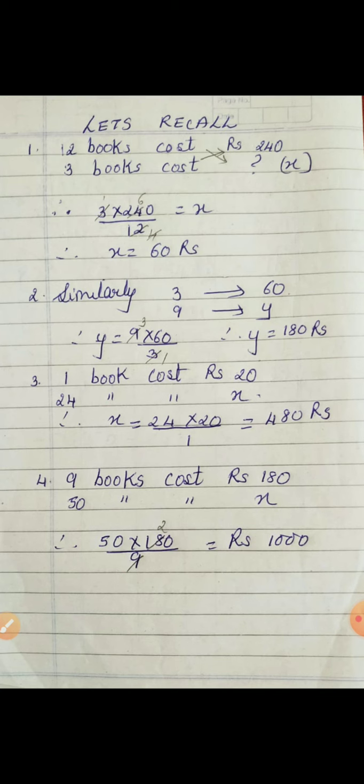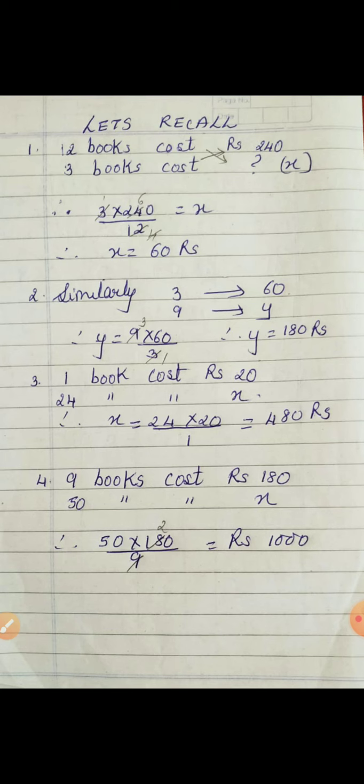Similarly, 3 books cost 60 rupees, 9 books cost Y. So again the same way how we solved the first problem. Y is equal to 9 into 60 upon 3. So 3 ones are 3, 3 threes are 9, 6 threes are 18 and 0. So Y is equal to 180 rupees. Similarly, one book costs 20 rupees. So 24 books cost how much? Let it be X. X is equal to 24 into 20 upon 1. So that is equal to 480 rupees.